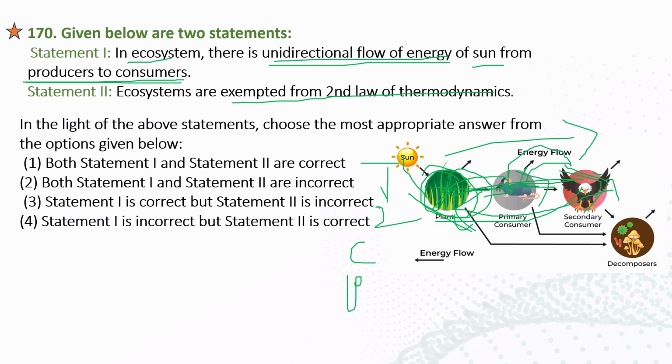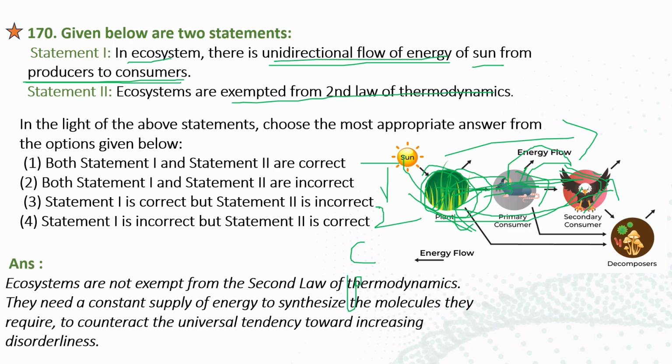Whereas if you see statement 2, they are not exempted from the second law of thermodynamics. Why? Because they need a constant supply of energy to synthesize molecules. First of all, the producers need sunlight for photosynthesis, and then the primary consumers depend on the producers, and the secondary consumers on the primary, and that happens day by day, every second. So they need a constant supply of energy to synthesize the molecules they require. That's why the second law of thermodynamics applies, meaning the universal tendency towards increasing disorderliness.